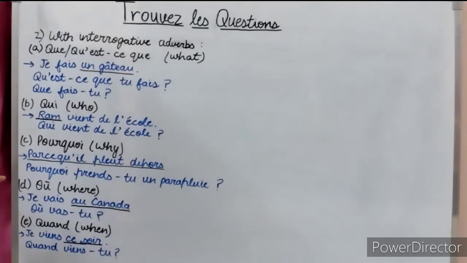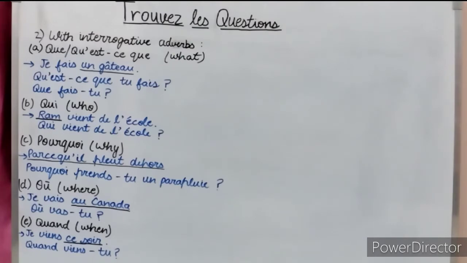Let's see the D part, which is où, where. Example is je vais au Canada. I go to Canada. Question would be où vas-tu? Where do you go? So when you make a question with où, you have to do inversion and write it like où vas-tu. So you have to do inversion while making the question with où.